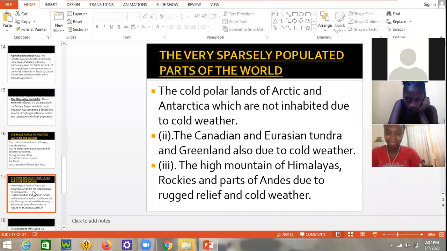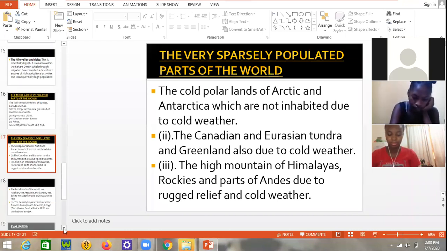The weather there is extremely cold, and because it is extremely cold, people tend not to settle or live in those areas. Is that clear? Okay, so those are the sparsely populated areas of the world.